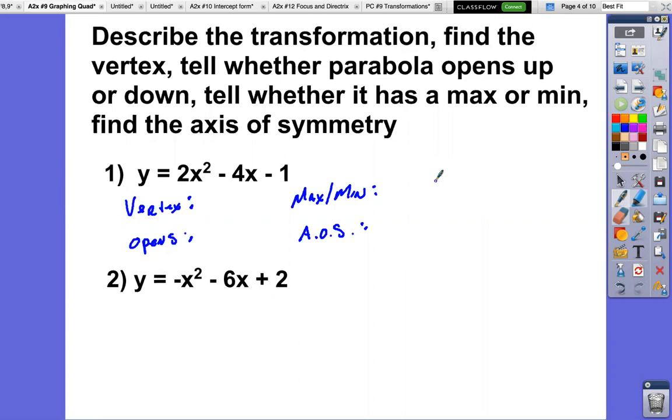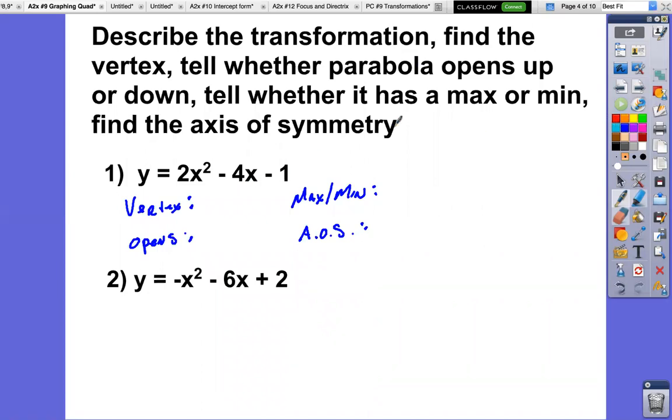About 30 more seconds. All right, so let's go ahead and do this.